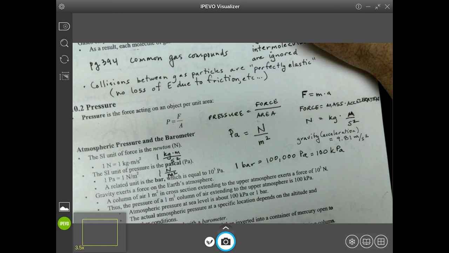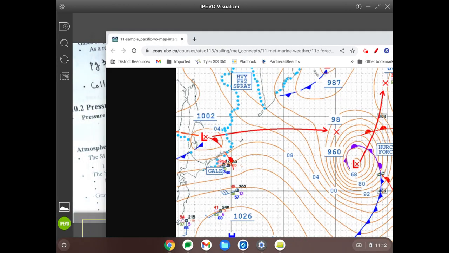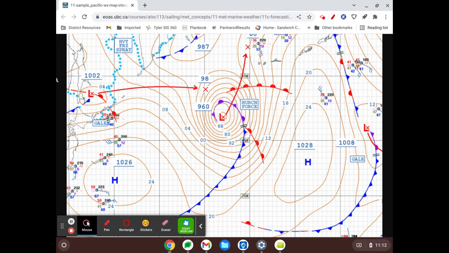Something like this. Those lines represent different lines of pressure. So when they start talking about a high pressure system or low pressure system, the pressures a lot of times are measured in bars on a weather map.